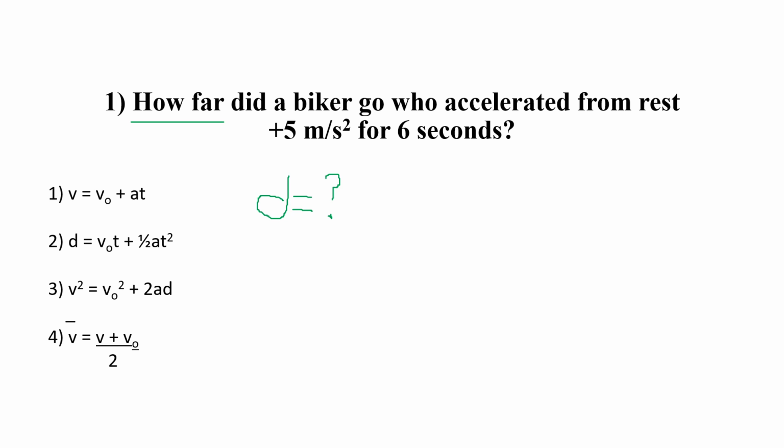How far did a biker go who accelerated from rest, plus 5 meters per second squared? When I see plus 5 meters per second squared, bells should be going off in my head, because when I see meters per second squared, I need to know that that is an acceleration. For 6 seconds, 6 seconds is the time.